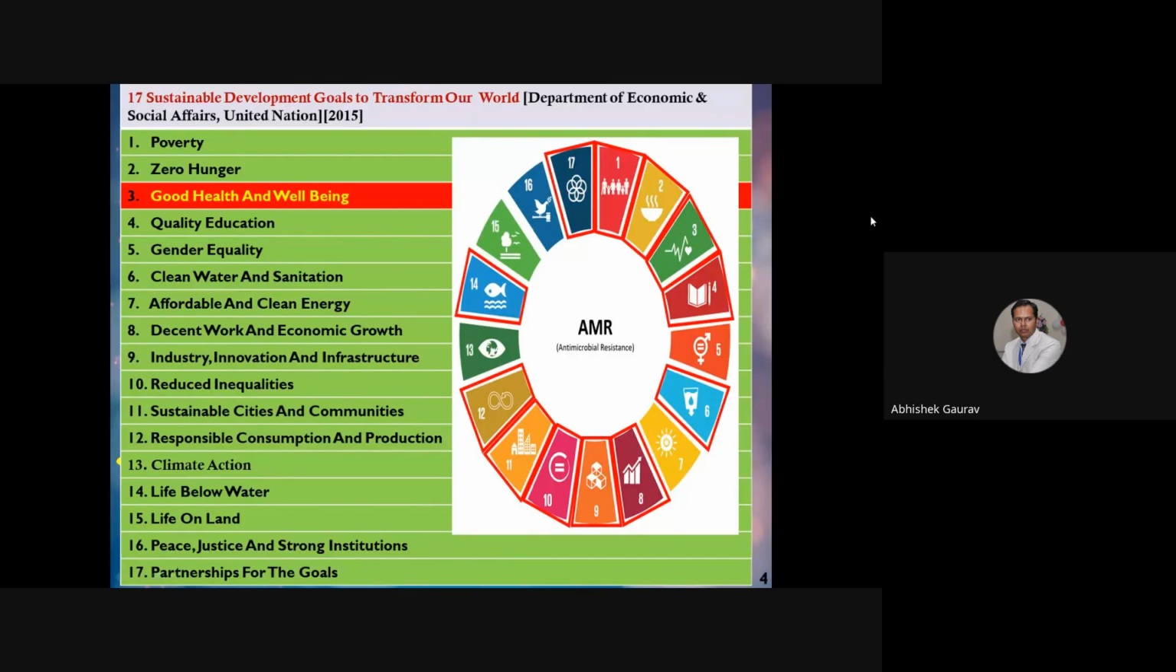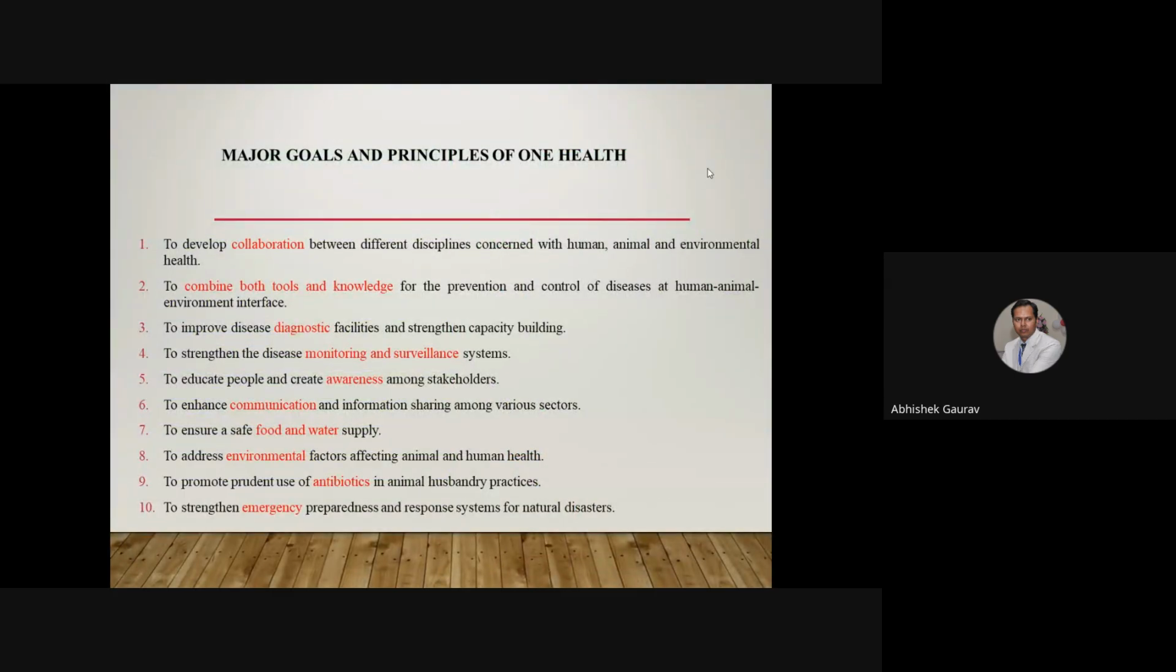As you all might be knowing, the United Nations has given 17 Sustainable Development Goals to transform this world. Out of those 17 goals, we can look at the third one, which is good health and well-being. This is required to obtain good health for all living organisms, be it animals, humans, or plants. So from there, this concept of One Health was given impetus. There it started growing. Then what are the major goals and principles of One Health?